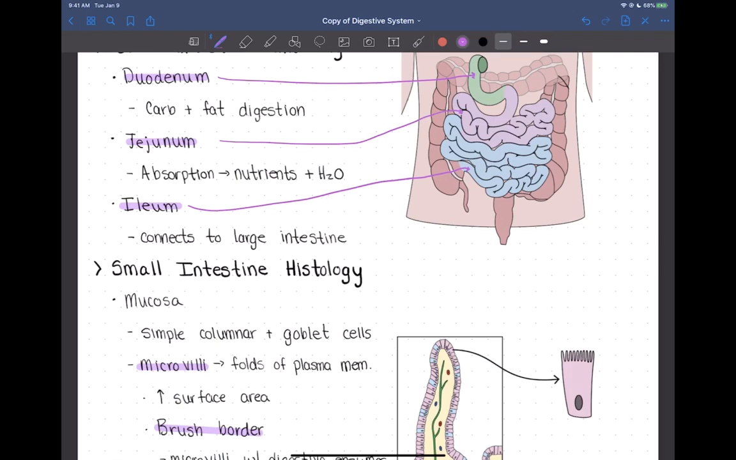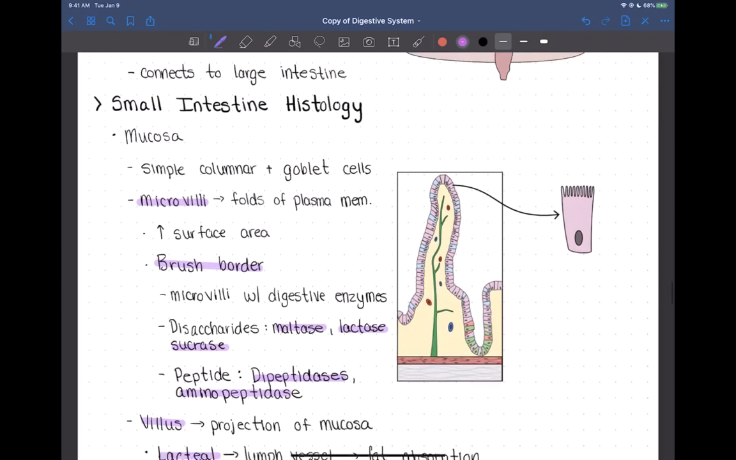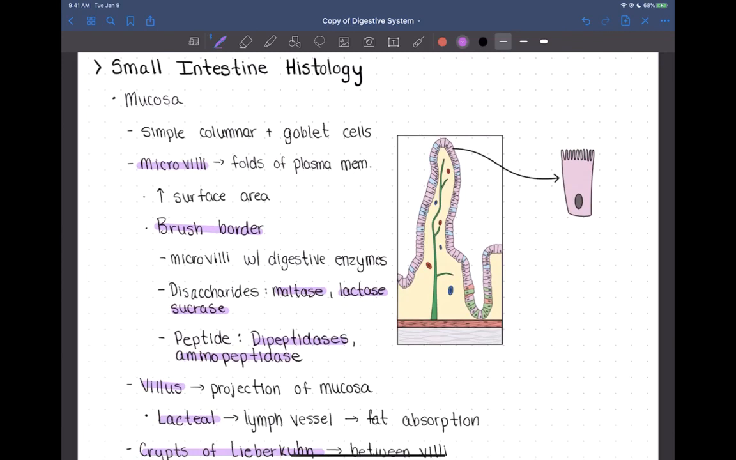Okay, so let's talk about histology now. Kind of like with the stomach, the majority of the interesting stuff with the small intestine is going to be in the mucosa, and then there are some structures in the submucosa as well that you should be aware of. So let's talk about the mucosa first.